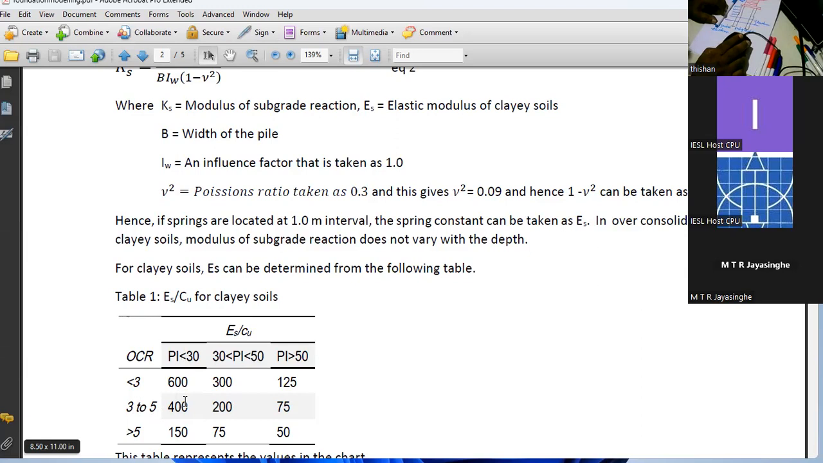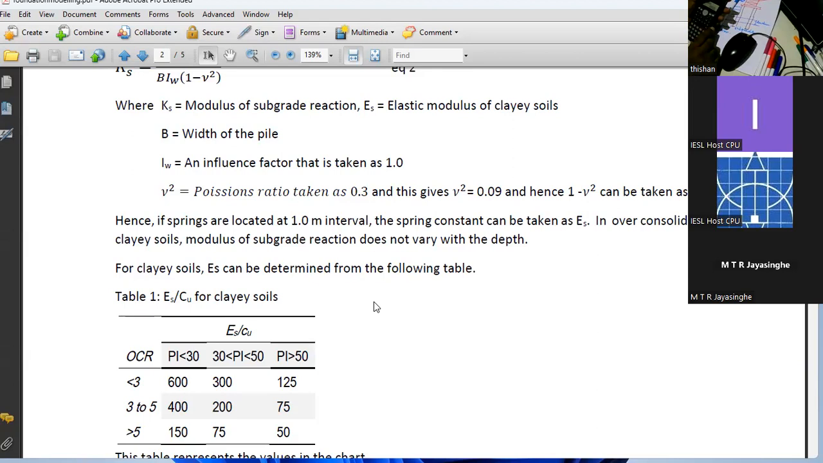This ratio is 400, and the CU value is 75. 75 multiplied by 400, divided by 400. Now you will see the horizontal subgrade reaction is 30,000, and it's a pretty good value. Because if you get a value like 2,000 or 4,000, then it's a low value.